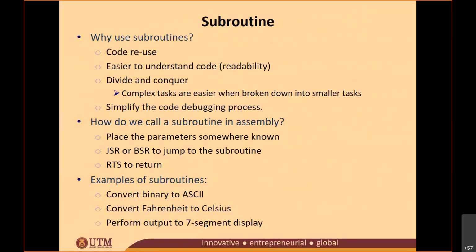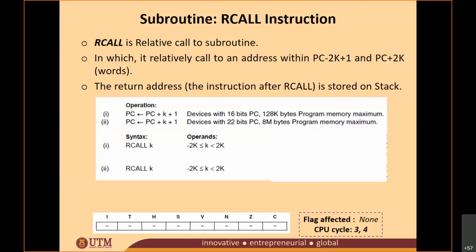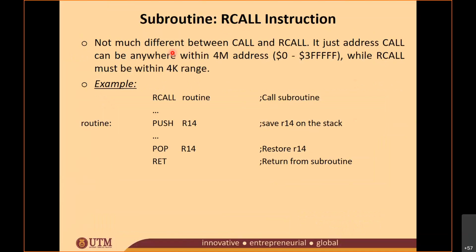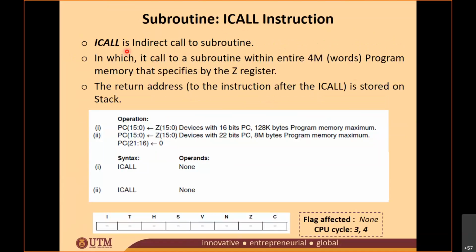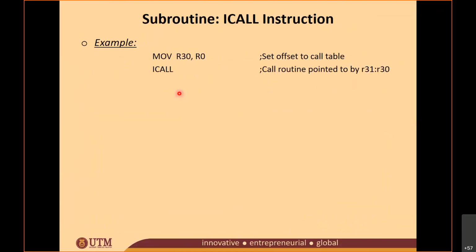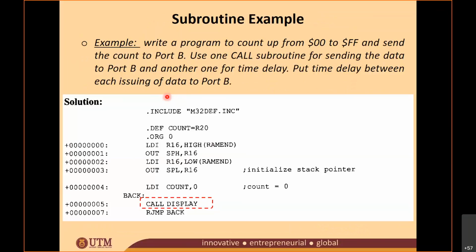And then instead of the CALL instruction, we have RCALL, same as with jump. You have RJMP, IJMP. So the call instruction also has the same variants, which is RCALL, standing for relative call, and ICALL for indirect call. Okay, so this is RCALL, relative call to subroutine. And then ICALL is indirect call to subroutine. But usually we use only the CALL instruction. Okay, so let's look at this example here, how the subroutine works.